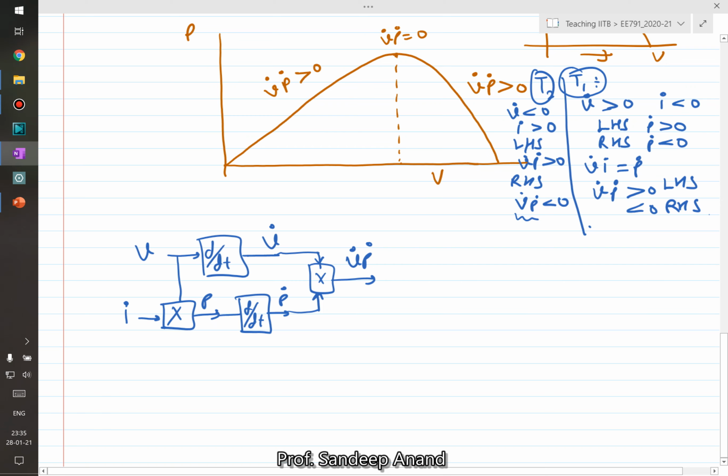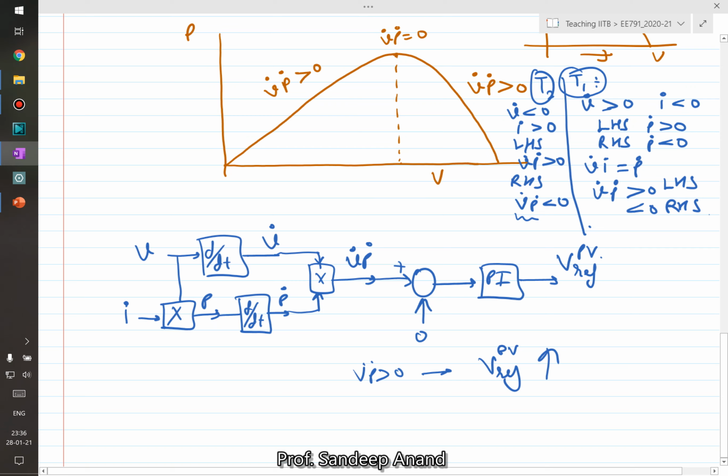Now, as you understand, I can do anything. I can either do an analog or digital controller where I check if this is less than 0, increase voltage, greater than 0, decrease voltage, or I can do what I did in the previous technique, which is compare it with 0, pass it through a proportional or an integral or a proportional integral controller, and determine the reference voltage for PV. Thus, if V dot P dot is positive, then V reference PV will increase, which makes sense because you are on the left hand side. If V dot P dot is negative, then V reference PV would be reduced, which makes sense because in that case we will be on the right hand side.